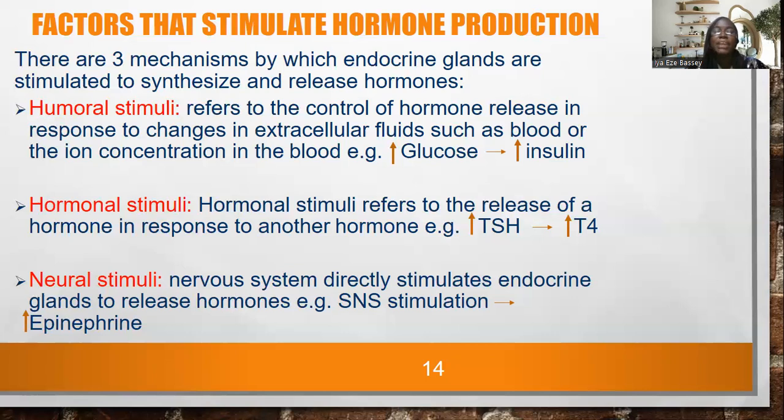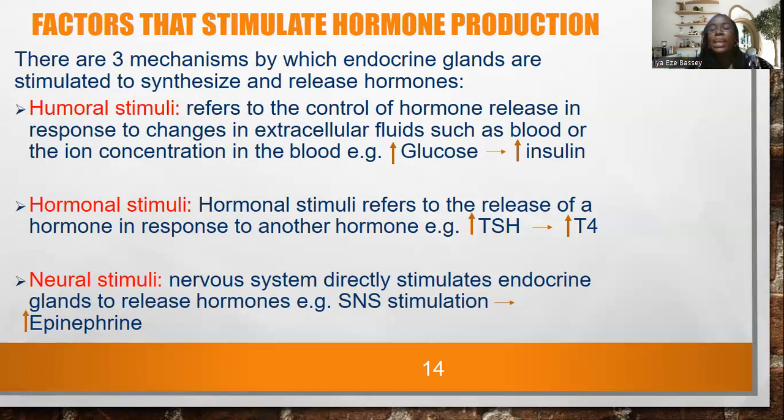And then the hormonal stimuli has to do with the production or the release of a hormone in response to stimulation of the gland of that hormone by another hormone. For instance, if thyroid stimulating hormone is produced by the anterior pituitary, it works on the thyroid gland to produce an increase in the thyroid hormones.